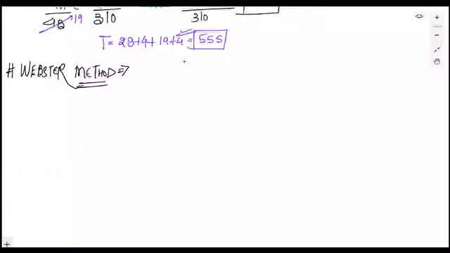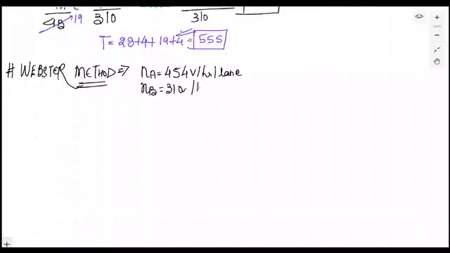In the Webster method, you first have to calculate the normal flow values. NA is equal to 454 vehicles per hour per lane; that is the normal flow value on road A. NB is 310 vehicles per hour per lane. Remember that in the last class I provided you with a table. You can note down that table on paper when you solve this question. That table will be used for the calculation of saturation flow values per lane.